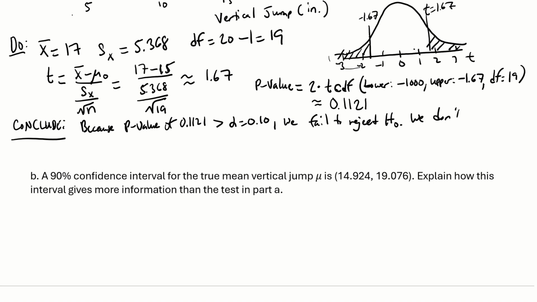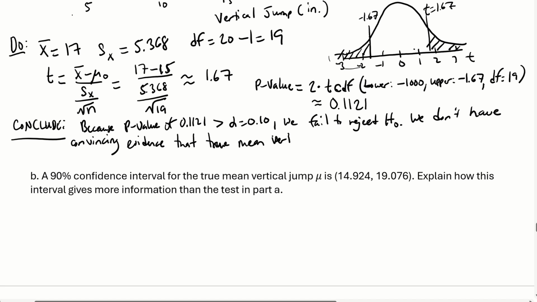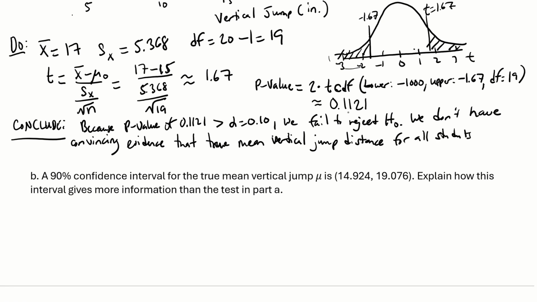That means we don't have convincing evidence that the true mean jump distance for all students at the school is different from 15 inches.